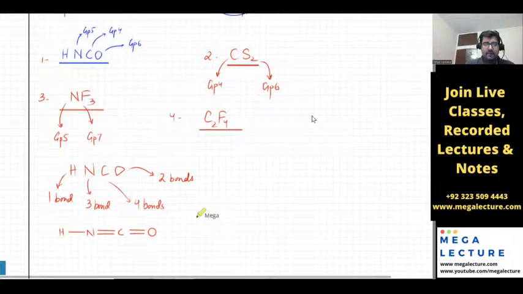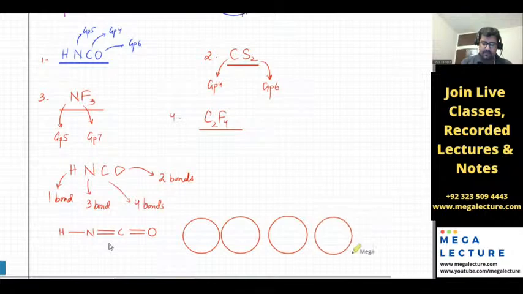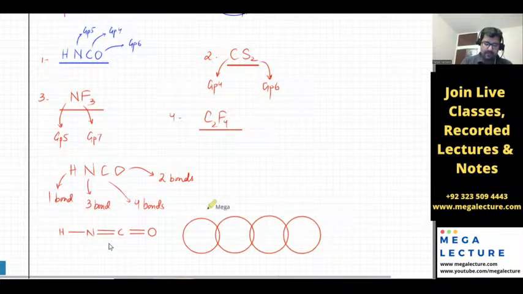Okay, so you're done. The structure is complete. Carbon over here is making 4 bonds. Oxygen is making 2 bonds. N is making 3 bonds, 1 with hydrogen, 2 with this one. So the structure is complete. All you have to do is draw the 4 circles. 1, 2, 3, and 4. And this is HNCO.